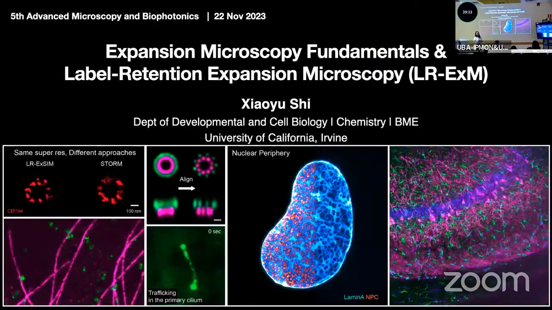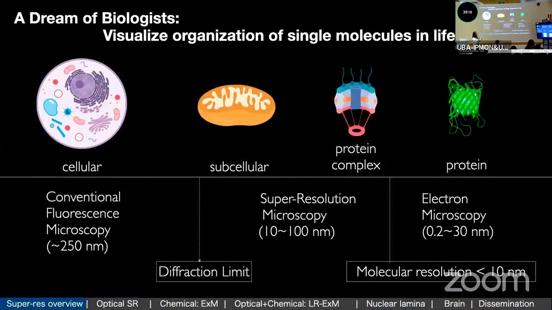The images you're looking at were taken with expansion microscopy, featuring our own expansion microscopy type, which is label retention expansion microscopy that gives you the high signal to noise ratio while retaining that super resolution. So I think we've seen the scheme for different scales of biological questions from cellular to protein level.